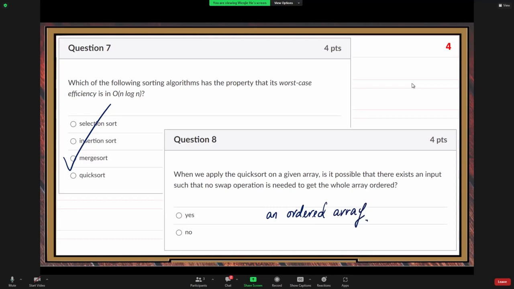Ordered array. The pivot is the last element, in place. After you split, whatever you do, the split only reduces the array by one element. The next pivot is also in place, all the time. So no swap is needed. That's a simple property. But you need to know which one.